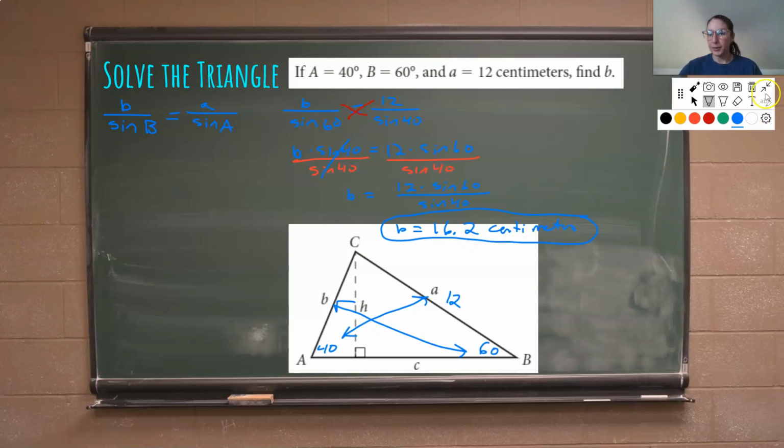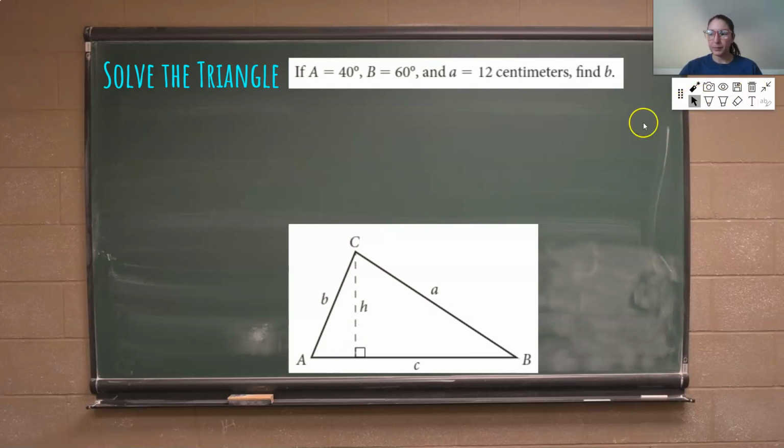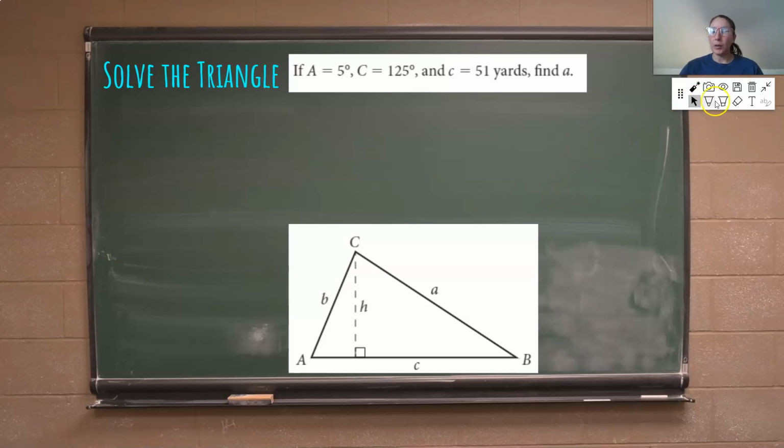All right, let's see another example. What if big A is 5? Okay, big A is 5. Big C is 125. This angle here is 125, this whole angle. And little c is 51. Little c is 51. The question is, what is a?